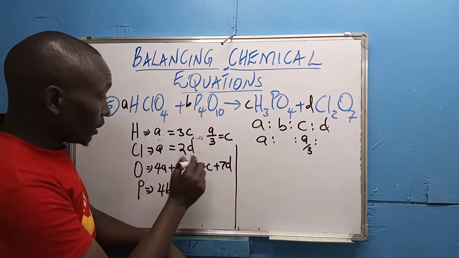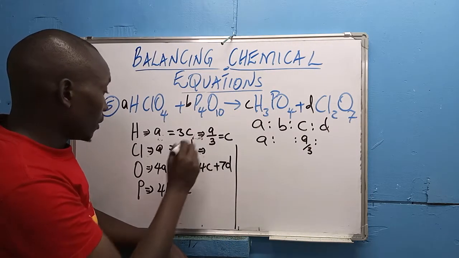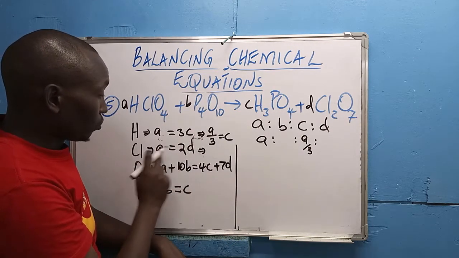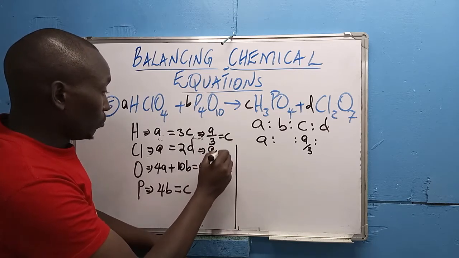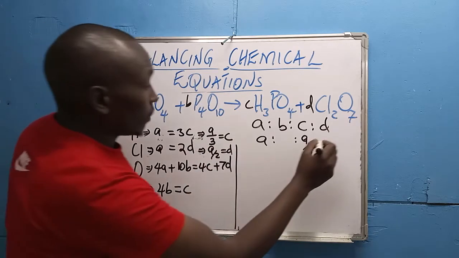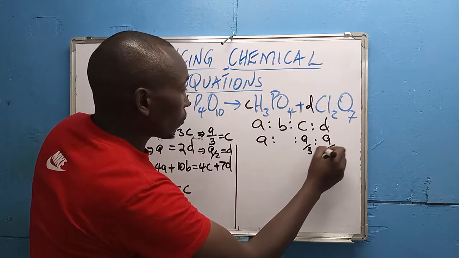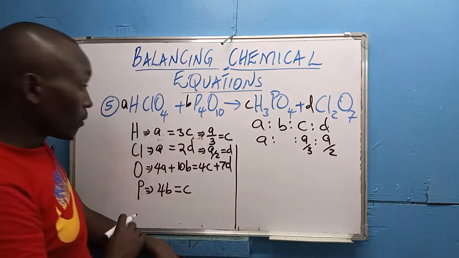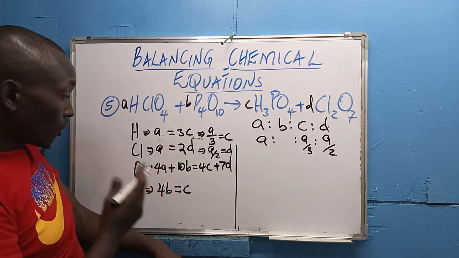If I want to talk about D here, it will simply be, I divide by 2, I divide by 2. So A over 2 is equal to D. So even D I have, it is A over 2.